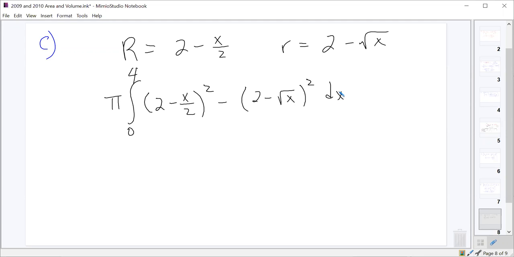And for this one, there are again 3 points associated with it. 1 point is for having the right constant and the limits out in front, and 2 points for having the appropriate integral inside. Any questions on part C?